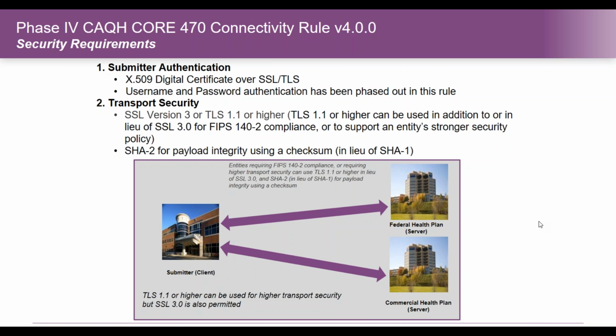So the diagram shows a situation where a submitter connects to a federal entity using a FIPS 140-2 compliant connection that uses TLS 1.1 or higher and SHA-2 instead of SHA-1. And then the same client may be connecting to a commercial health plan that may or may not use a FIPS 140-2 compliant connection. So it could still use that stronger method of transport security if it so desires, but that's optional for the commercial health plans. Next slide, please.